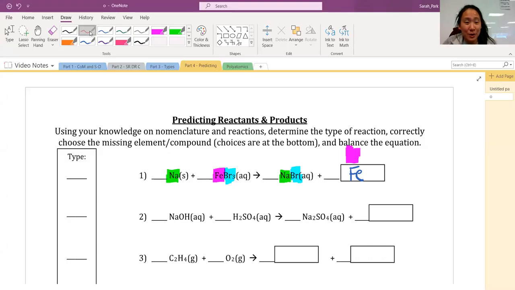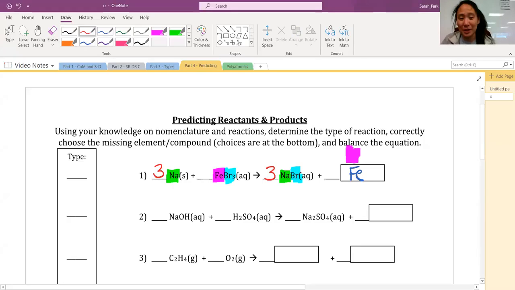Okay, at this point, you should know how to balance pretty well. So I'm just going to do this really quickly. I have 3 bromines I need on both sides. I also need 3 sodiums, and now it's balanced. Okay, so it's 3 blank, 3 blank.